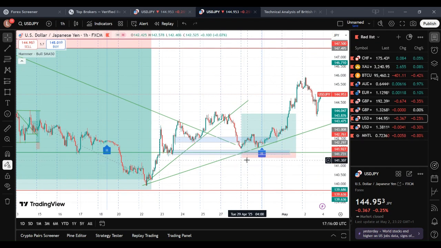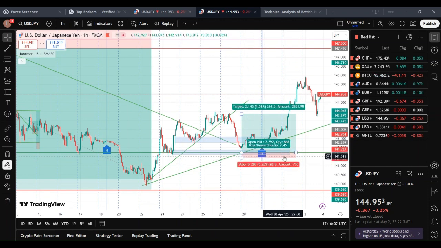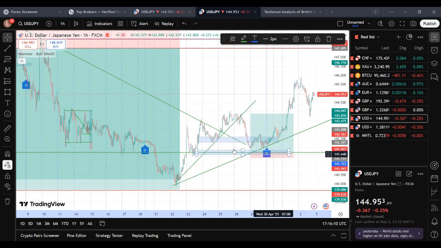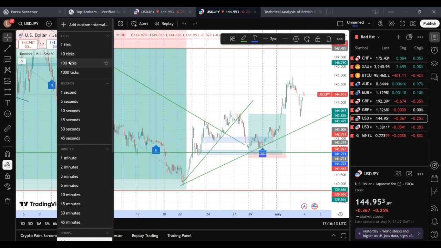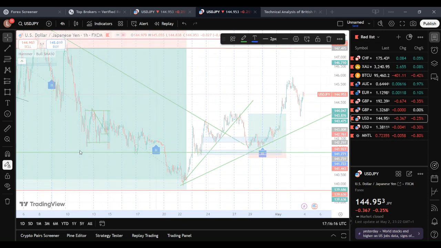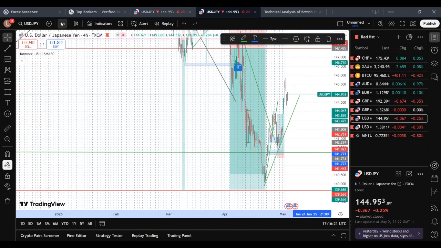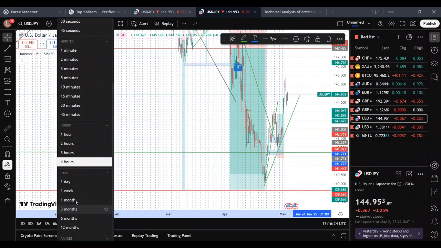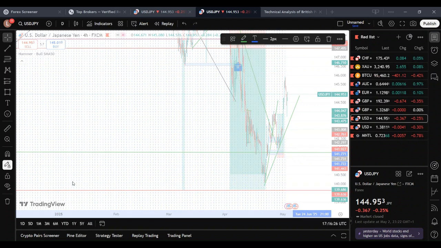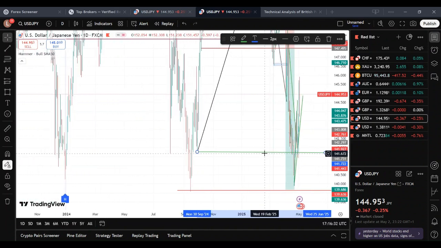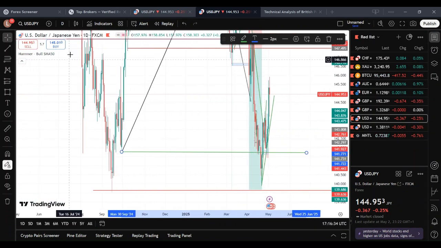Aside from this demand zone, if you look here, you can see that there is a psychological level here, this big trend line. But let me zoom out and see what is there. Okay, so it wasn't actually a psychological level. I'll just go back. I want to confirm something.